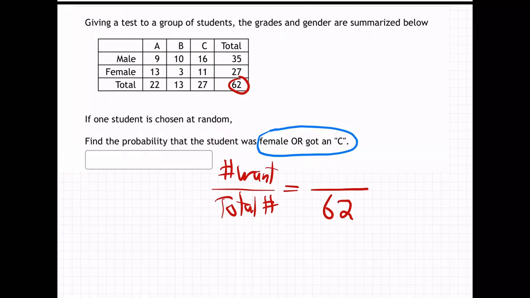Well, that means you're going to include all the females and all the people that got C's, because it's not and. You don't have to have both characteristics. You tracking with me? For example, if I'm a male but I got a C, then I'm included, because they said you just have to either be female or somebody who got a C. Well, if I got a C, I'm in, even though I'm not female, right? That's what or means, right?